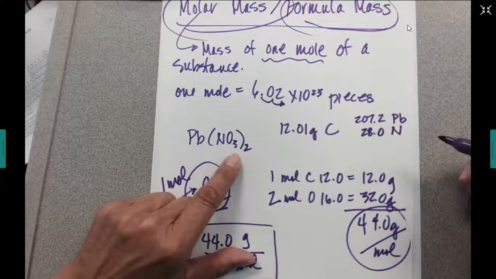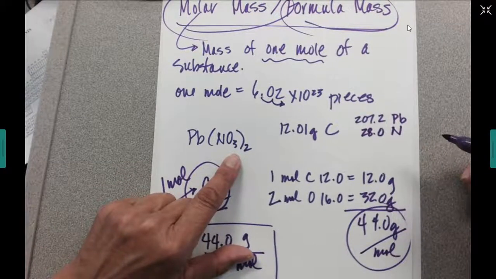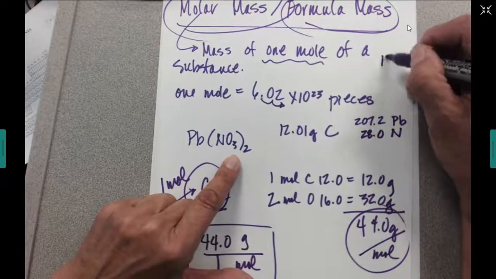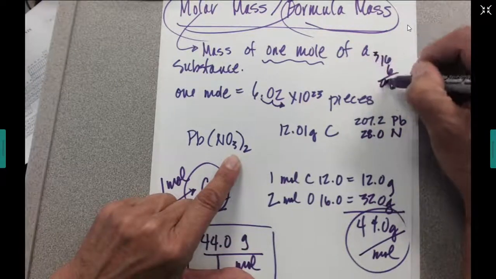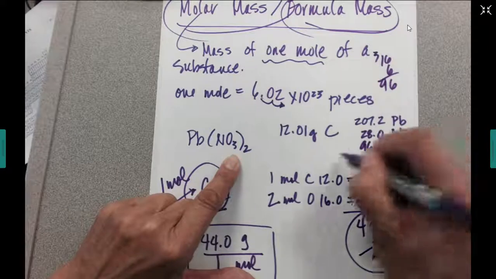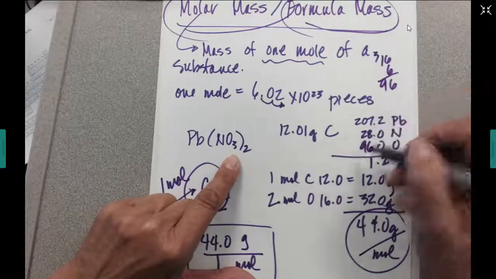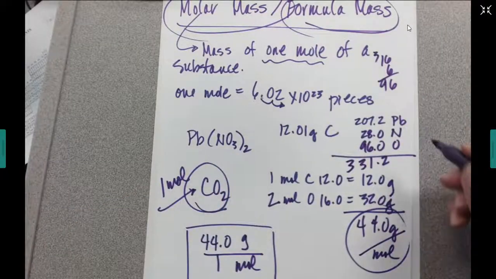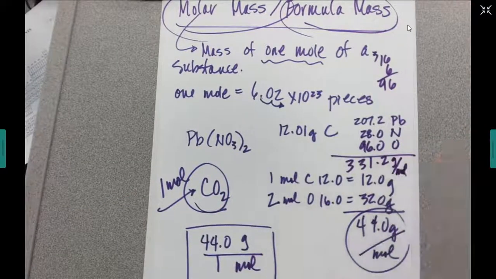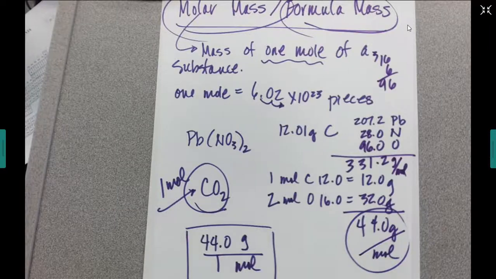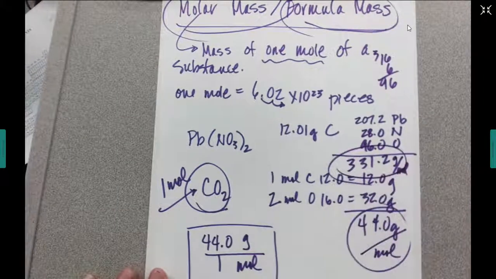How many oxygens would I have in this piece? 6. Each oxygen is 16. 16 times 6 is 96. Based on the oxygen, I add these up. 331.2 grams per mole. So now we all know how to make conversions between molar mass. So if I said I need a mole of this stuff, you could weigh it out by going out and weighing out 331.2 grams per mole. All right, so there's the skill that we need prior to jumping into stoichiometry.